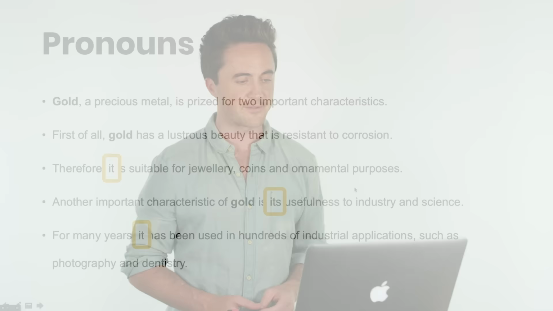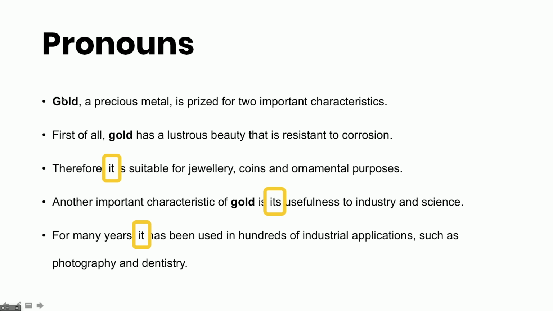So we're back to this paragraph about gold, and we know that gold is a precious metal. Gold has a lustrous beauty. It is suitable for jewelry. Another important characteristic of gold is its usefulness. For many years, it has been used in hundreds of industrial applications. So keep this in mind when you're looking at those jumbled up sentences, because you're going to have key nouns, but then you're going to have pronouns that refer back to those key nouns. It might be a pronoun like it or its or they or theirs or them or his or hers, or whatever it is. Lots of different little pronouns that reference those key nouns.